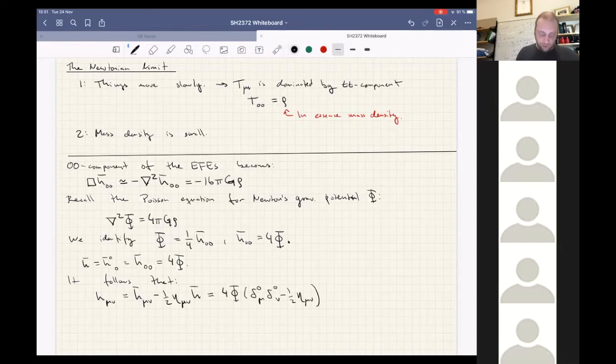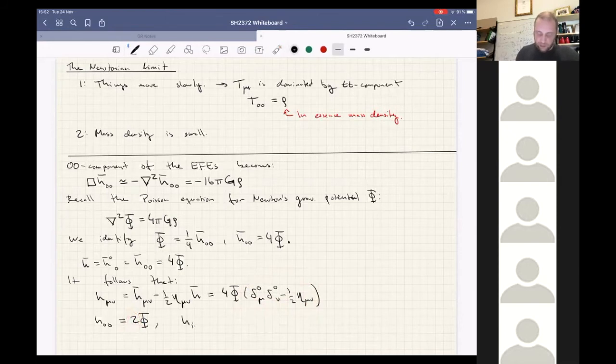Or if I want to be more explicit, the 0,0 component of the perturbation is 2 phi. Because if we insert 0 and 0, this is 1. And the 0,0 component here is 1/2, so we get 1/2 in total. And 4/2 is 2, so that's where this 2 comes from.